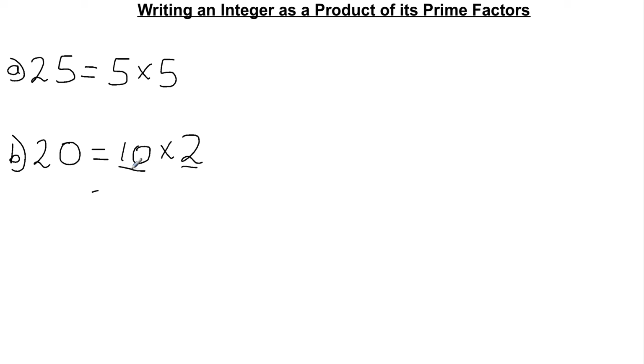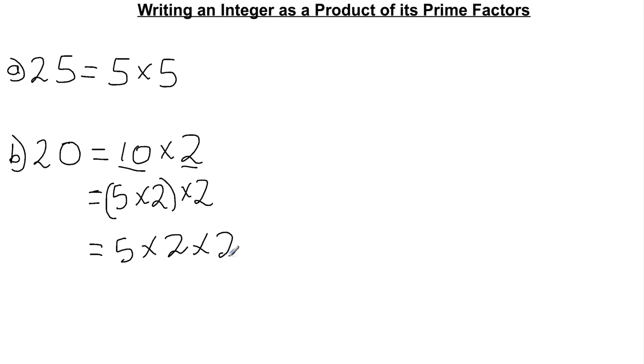How can you write 10 as a product of its prime factors? So now let's think of numbers that divide 10. We know 2 goes into 10 5 times. So when you multiply 5 by 2, we get 10, and when we multiply 10 by 2, we get 20. So 10 can be written as 5 times 2. And then when you multiply this number by 2, you get 20. So we can write this without the brackets as 5 times 2 times another 2. So this is how we can write 20 as a product of its prime factors.